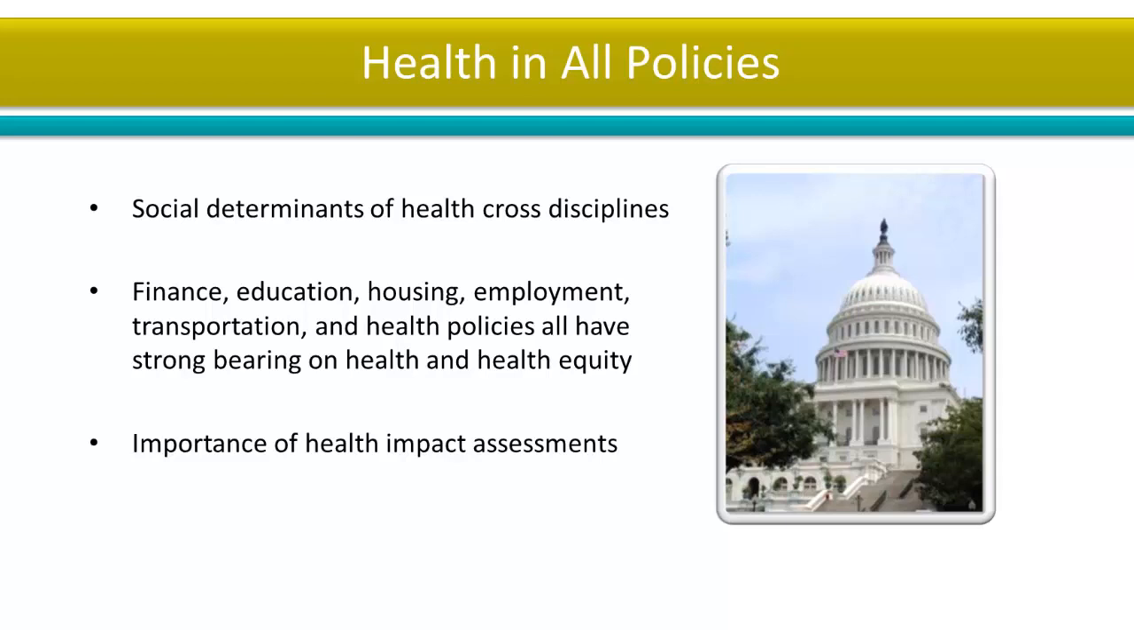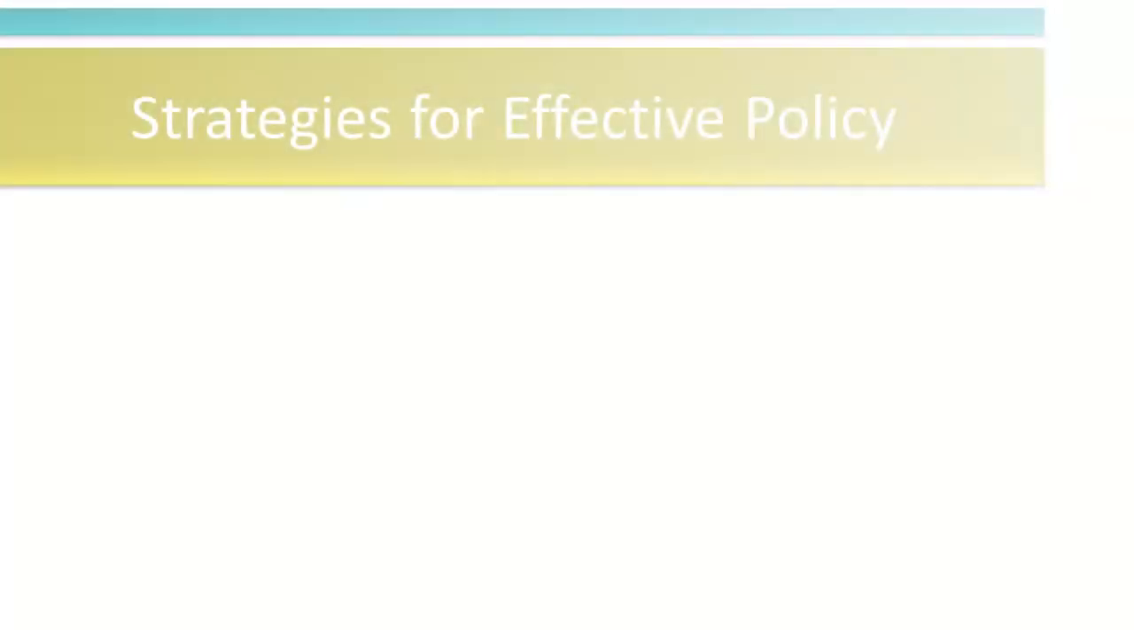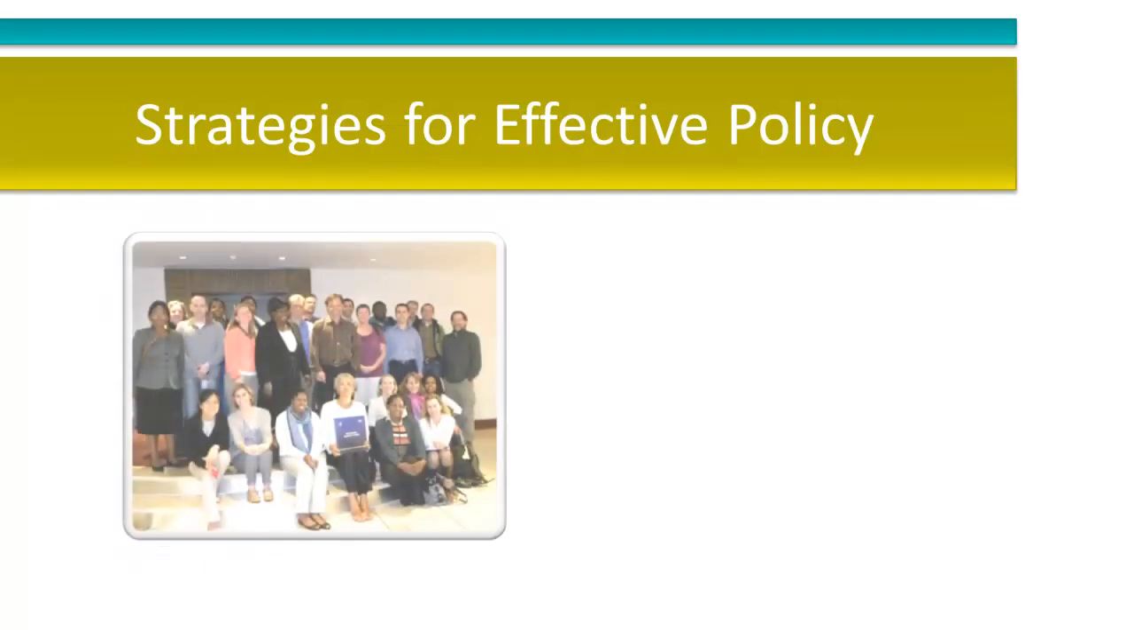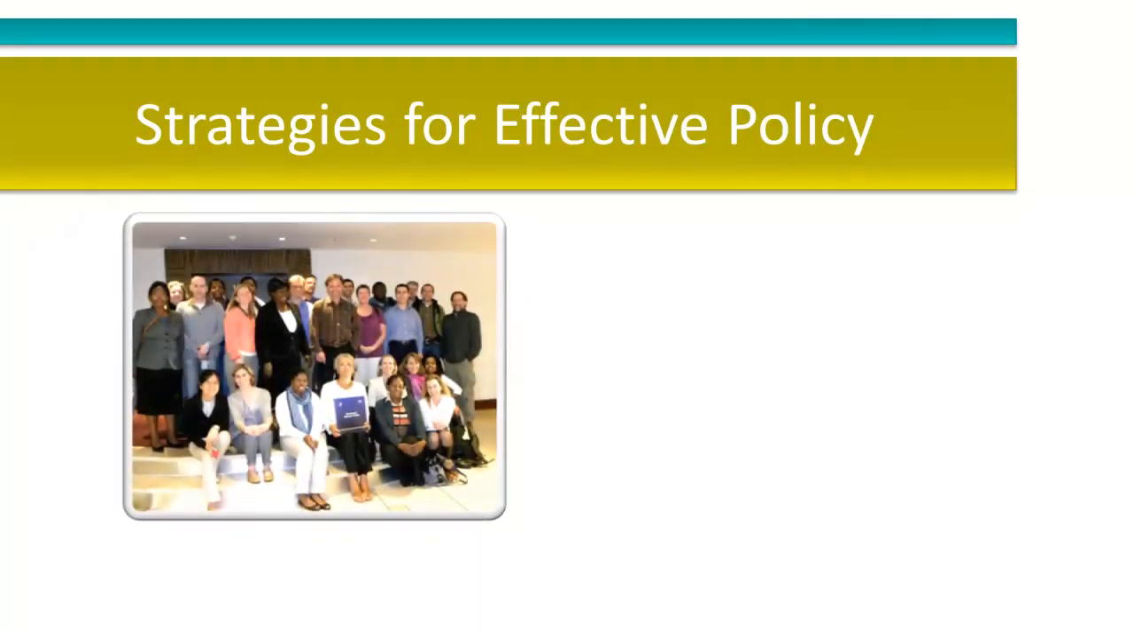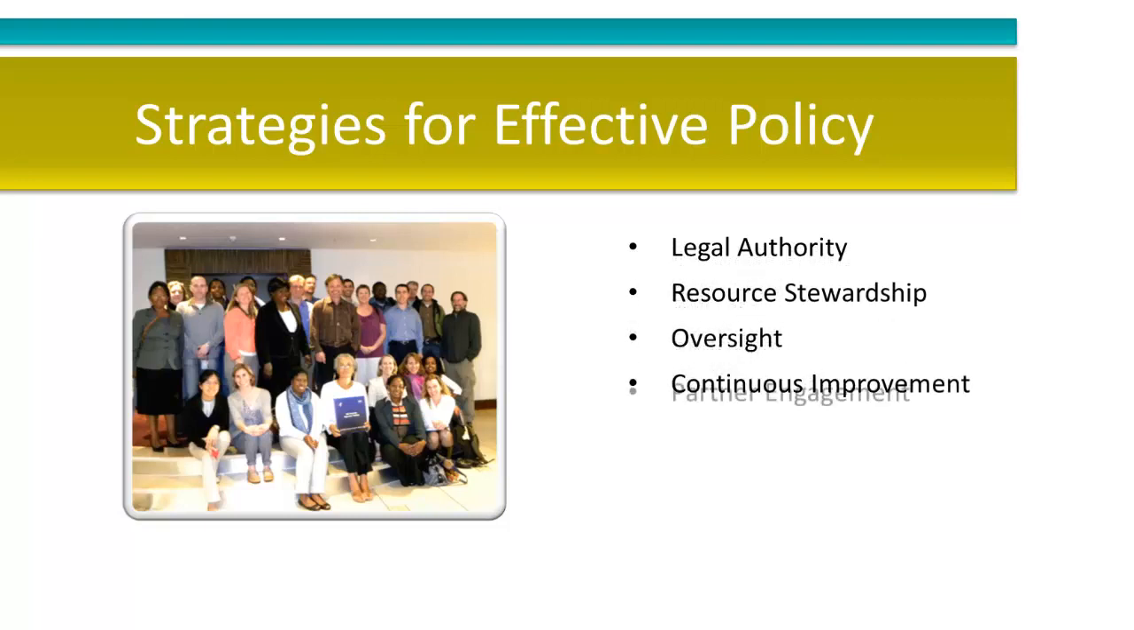With this understanding of policy and advocacy, let's turn to identifying strategies that boards of health can use to create effective policy. As we do so, consider the 6 functions of public health governance and how these strategies align with the responsibilities of a board of health.